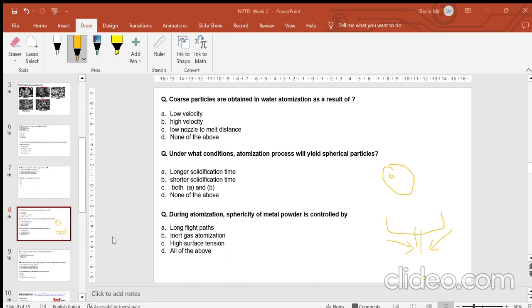So this is right. The long flight path is also right. We can control it with the long flight paths. And the high surface tension is required, because high surface tension means low surface energies. So low surface energies will help us to form spherical particles more quickly. So all of the above will be the answer. So next, in a nucleation and growth mechanism, the previous question, what was the answer? Longer solidification time. Yes.